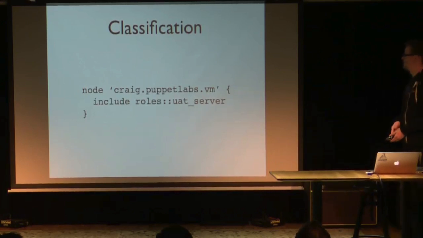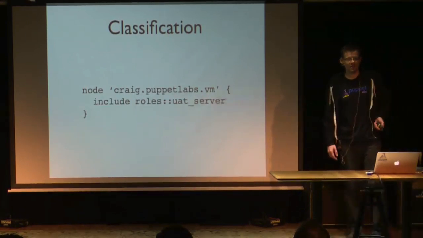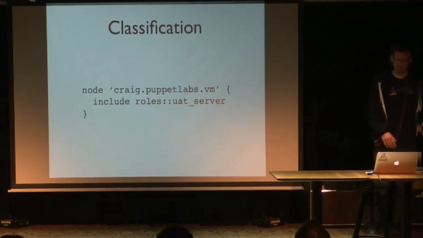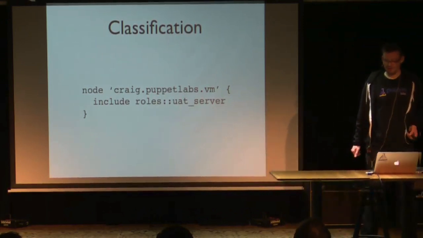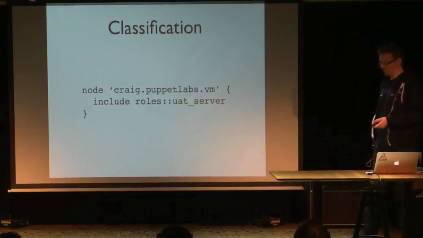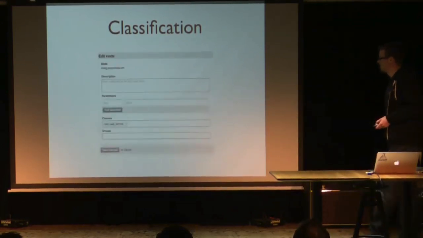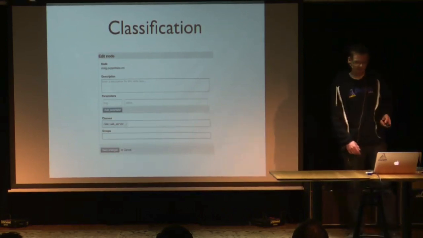So if you remember the slide with Node Basil on it earlier, that's a lot nicer now, because now Bill can look at this and go, what is craig.puppetlabs.vm? Oh, it's a UAT server. Awesome. Or what Bill's more likely to do, because he's pointing and clicky, is use Enterprise Console, where he's going to see the exact same information.